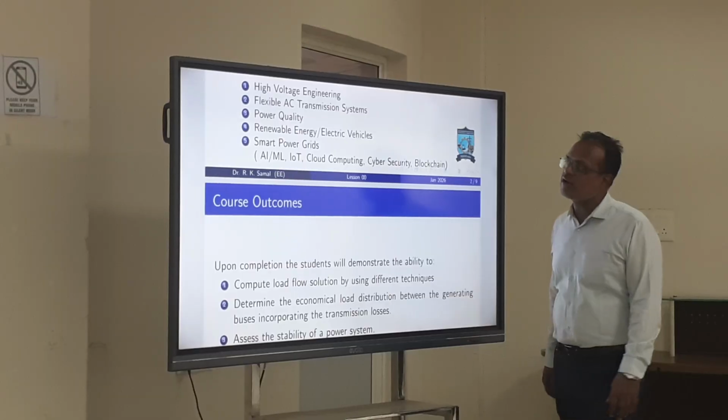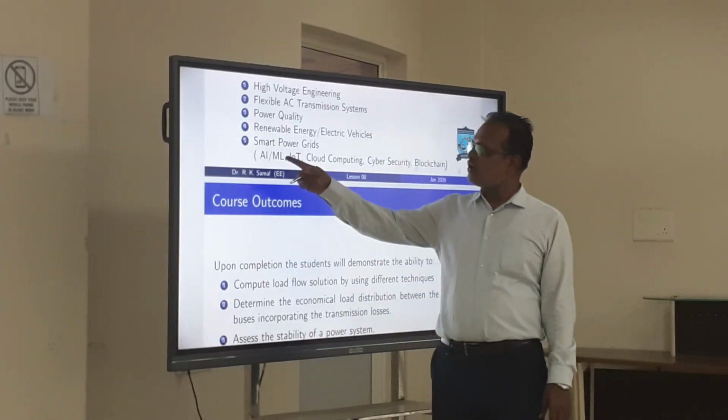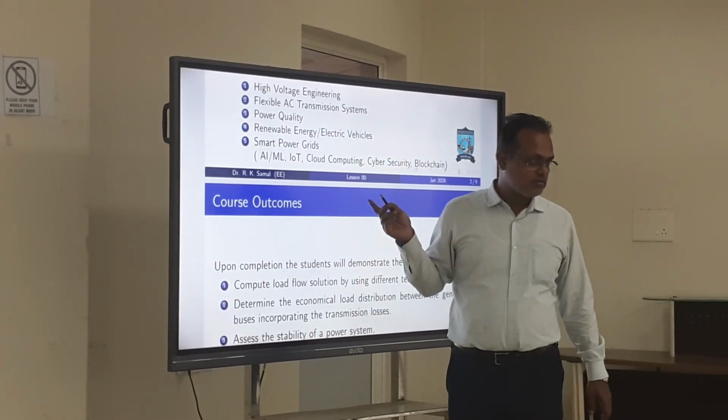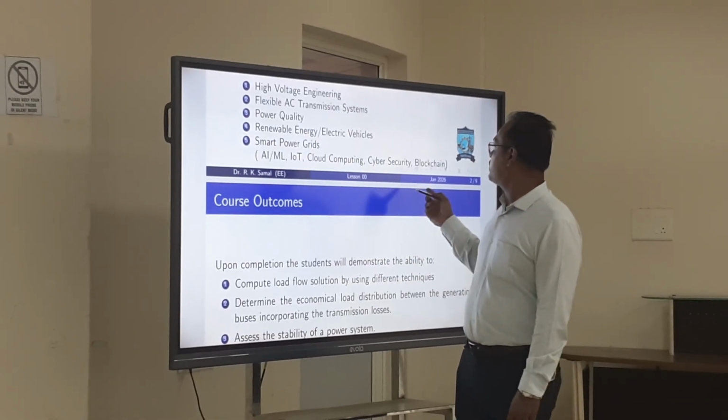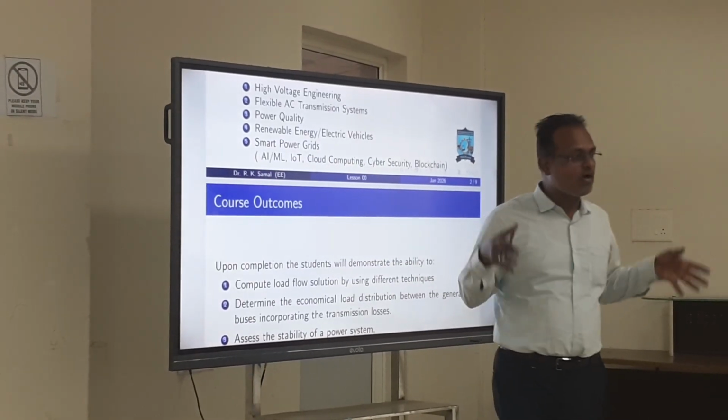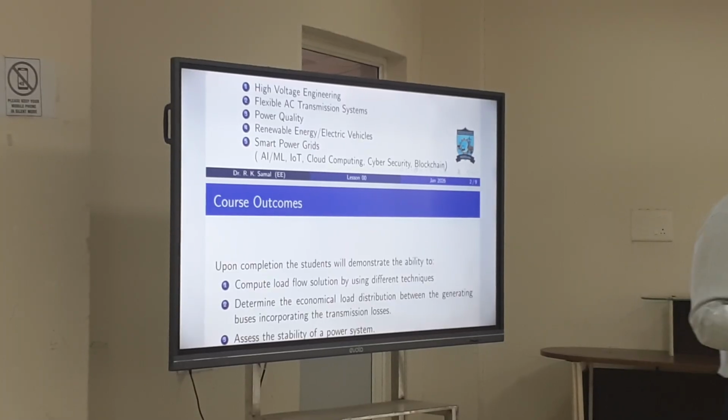So what is a smart power grid? It is the inclusion of AI/ML, IoT (Internet of Things), cloud computing, cyber security, blockchain. When all these are used in the power system, it becomes a smart power grid. Everything is automated.